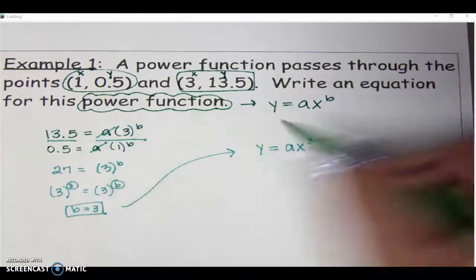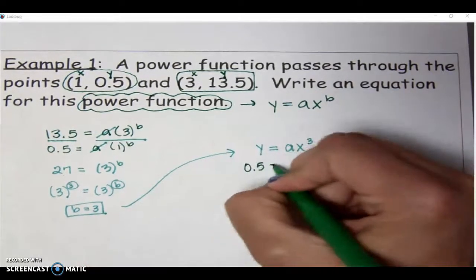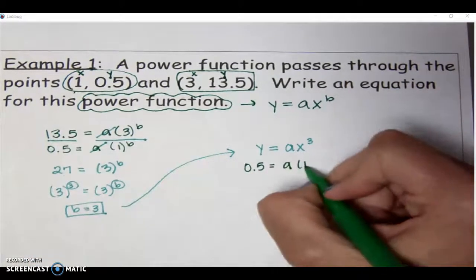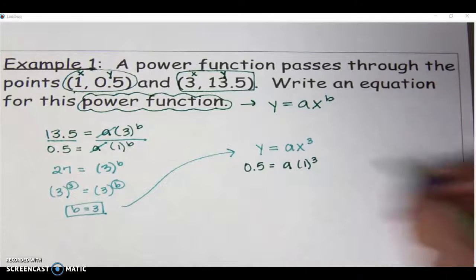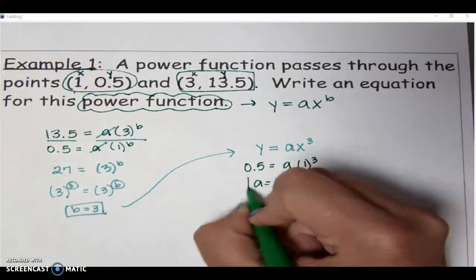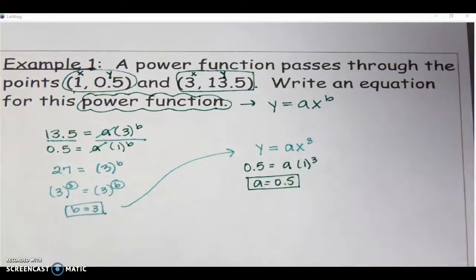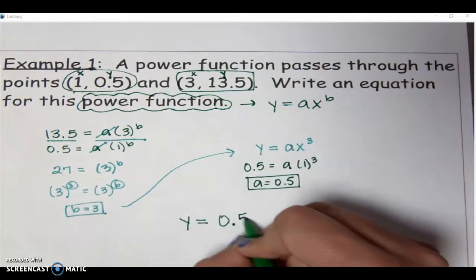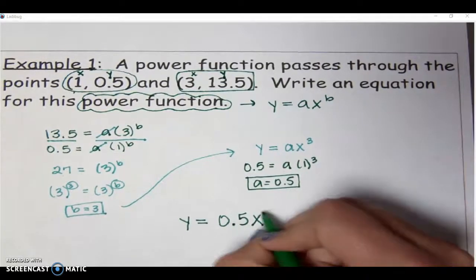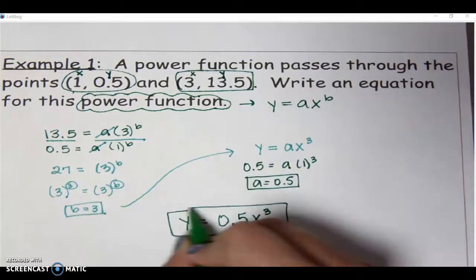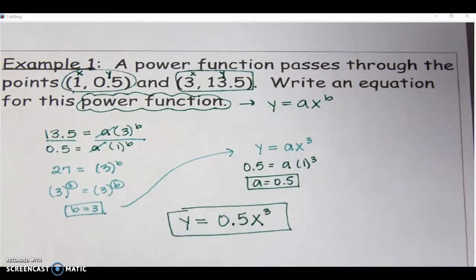So the y value here is 0.5. We don't know a. X here is 1. And then we know that's to the third power. Well, 1 to the third power is just 1. So that means a is just going to be 0.5. So my power function here is going to be y equals a, which is 0.5, x to the b, which is 3. So y equals 0.5 x to the third power is that power function.